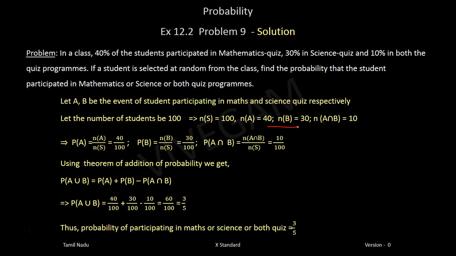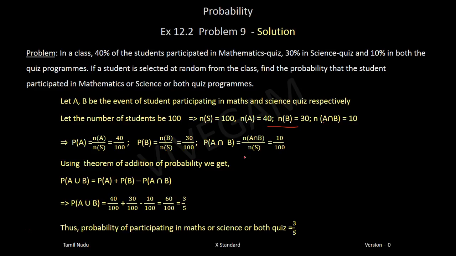So, we have all the values now. What is probability of A? That is the probability of selecting a student who attended maths quiz, n of A divided by n of S. n of A we just calculated to be 40, so it's 40 divided by 100. Probability of B, a student attending a science quiz, is n of B divided by n of S. We just calculated n of B as 30, so it is 30 divided by 100. Next, probability of the student attending maths and science is n of A intersection B divided by n of S. We just saw that it is 10, so it's 10 by 100.